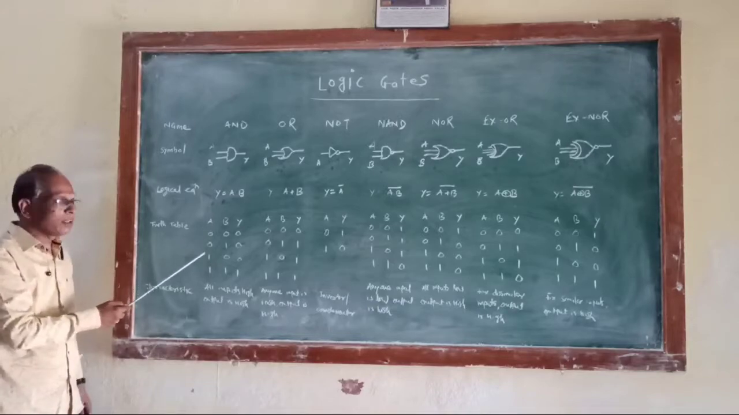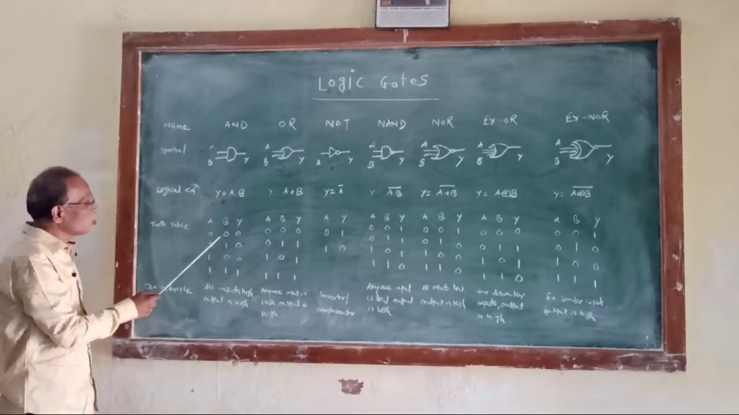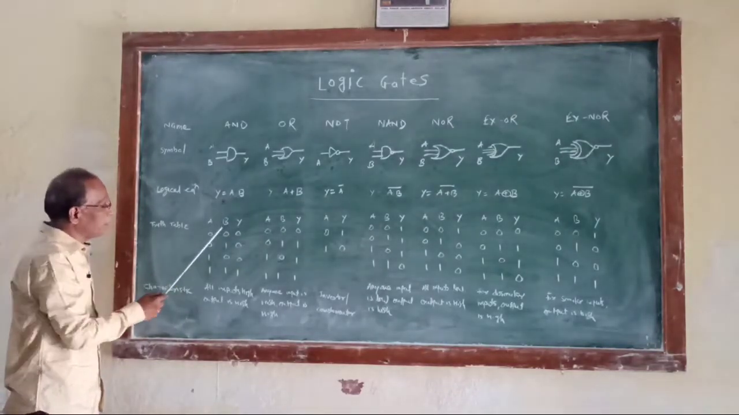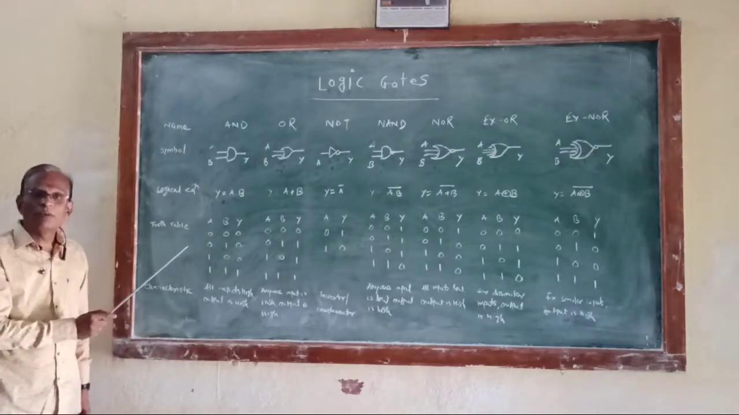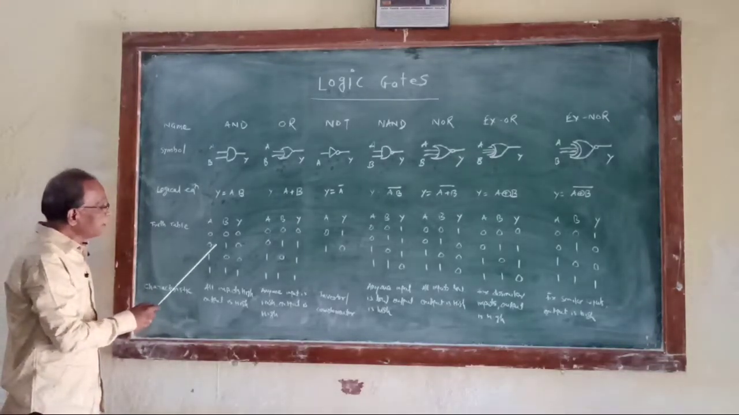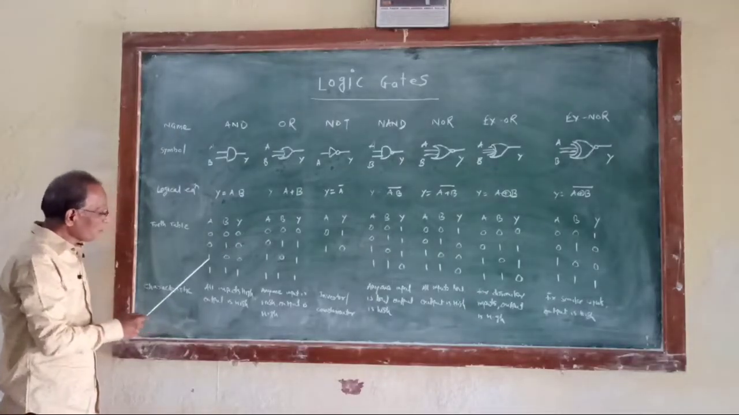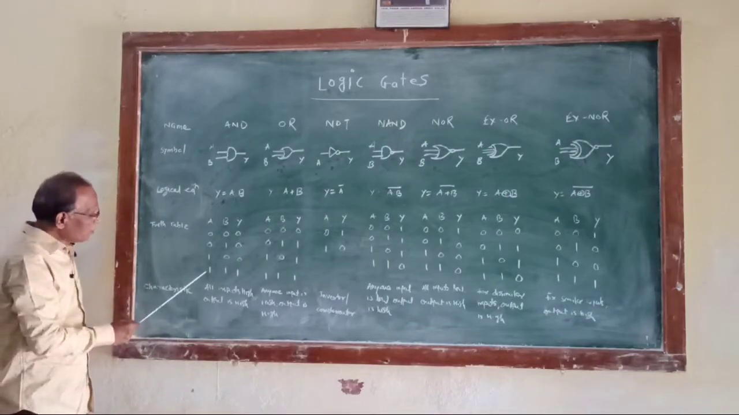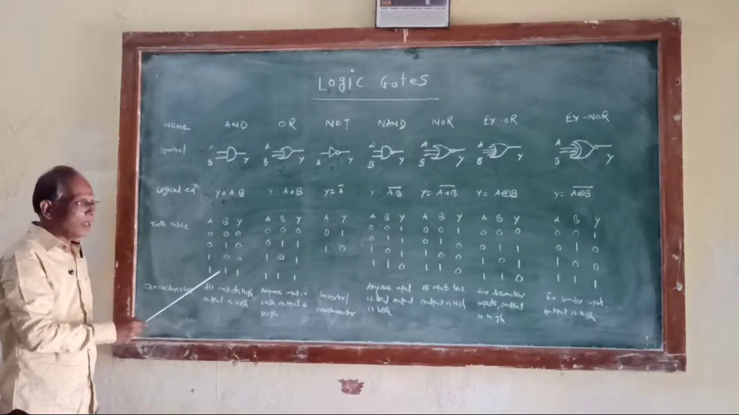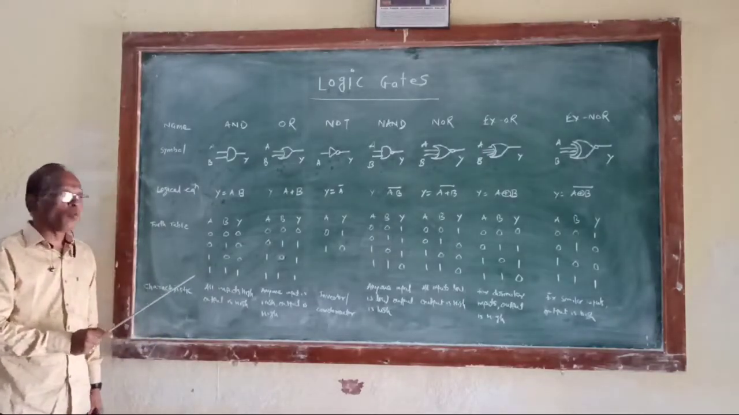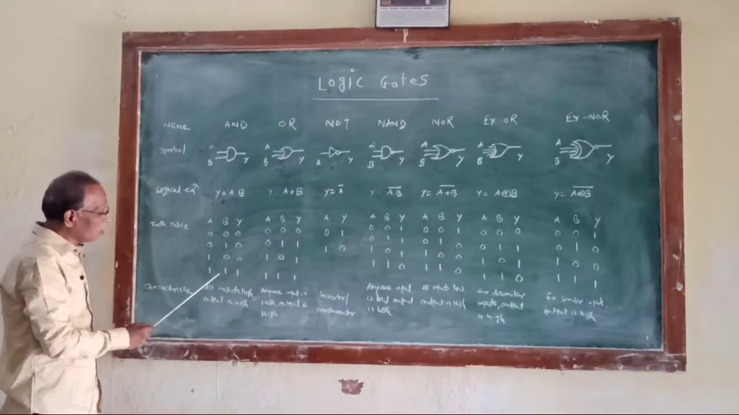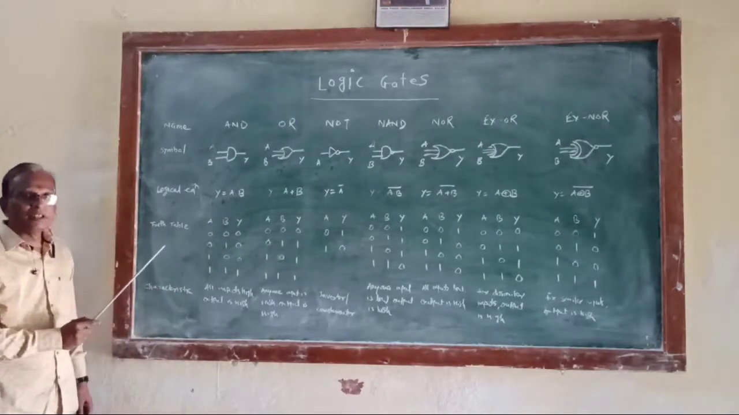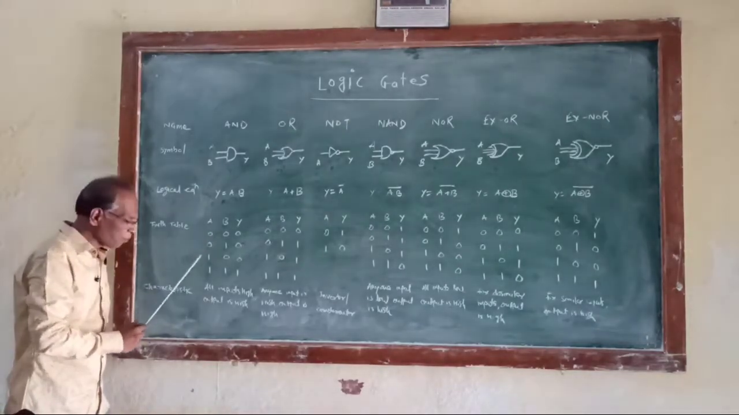So with this combination there are 4 possibilities. A is 0, B is 0, then Y is equal to 0. As we are saying, Y is equal to A dot B, so 0 dot 0, the output will be 0. Then A is 0, B is 1, again output is 0. A is 1, B is 0, again output is 0. But when A is 1 and B is 1, Y is equal to 1. So A dot B, that is 1 dot 1, is equal to 1. So this logical equation is proved by means of this truth table.